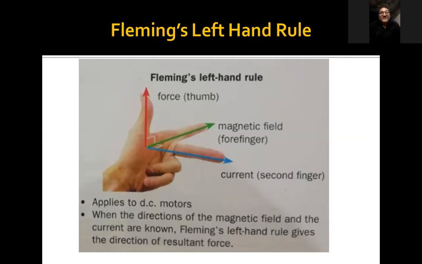So, Fleming's right hand rule, Fleming's left hand rule. Fleming's right hand rule is for the AC generator, and Fleming's left hand rule is for the DC motor. I hope that you have understood.